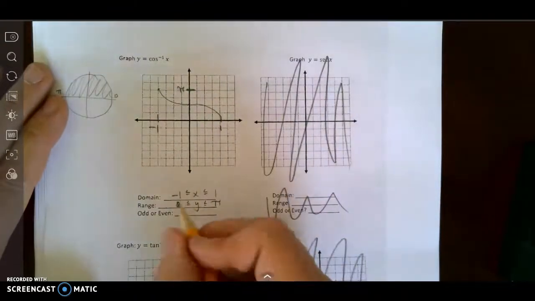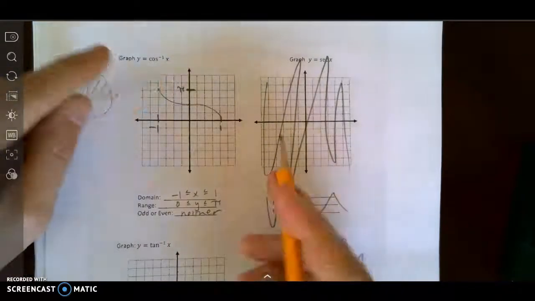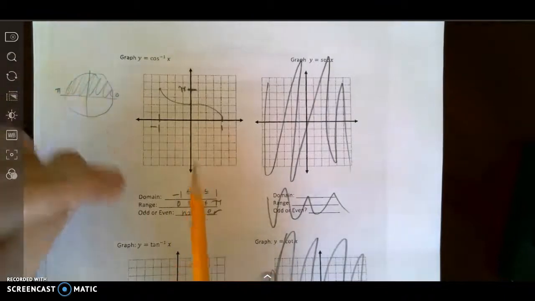And this looks like it's neither. If you were to reflect it, it wouldn't match up. And if you were to rotate it around the origin, you can't. So this one's neither.